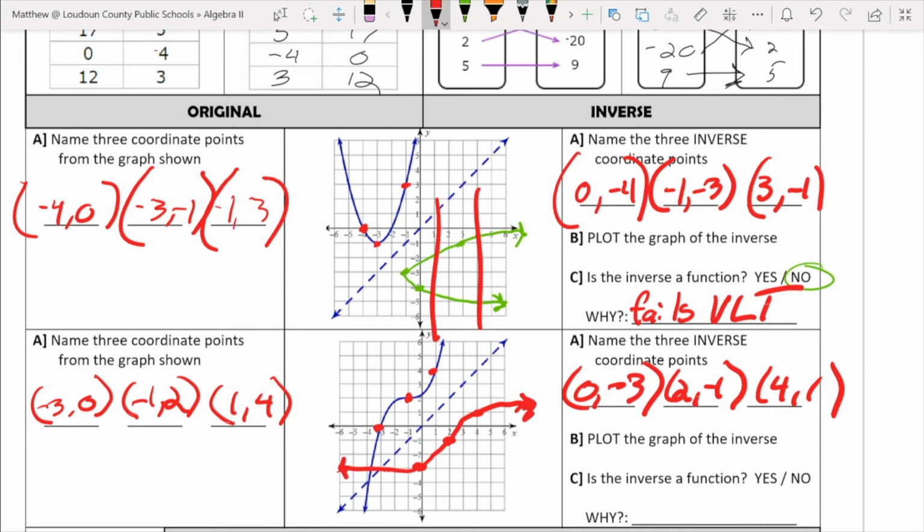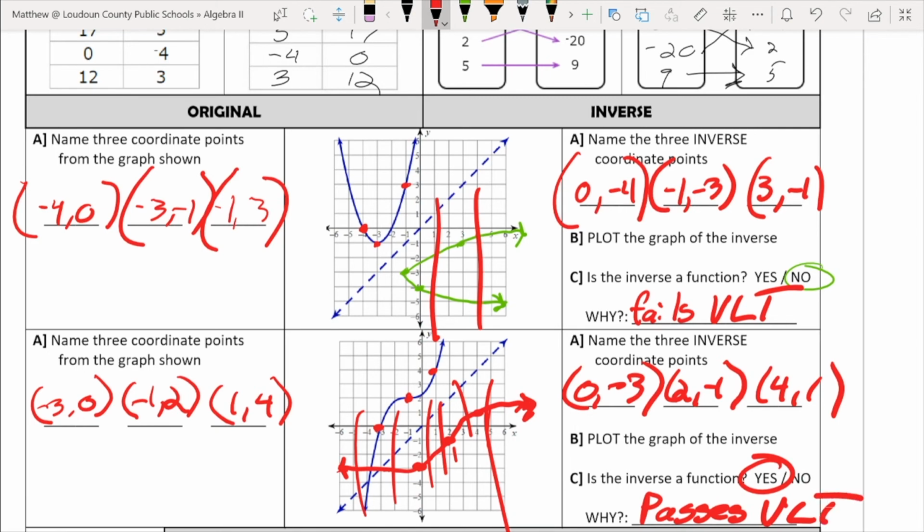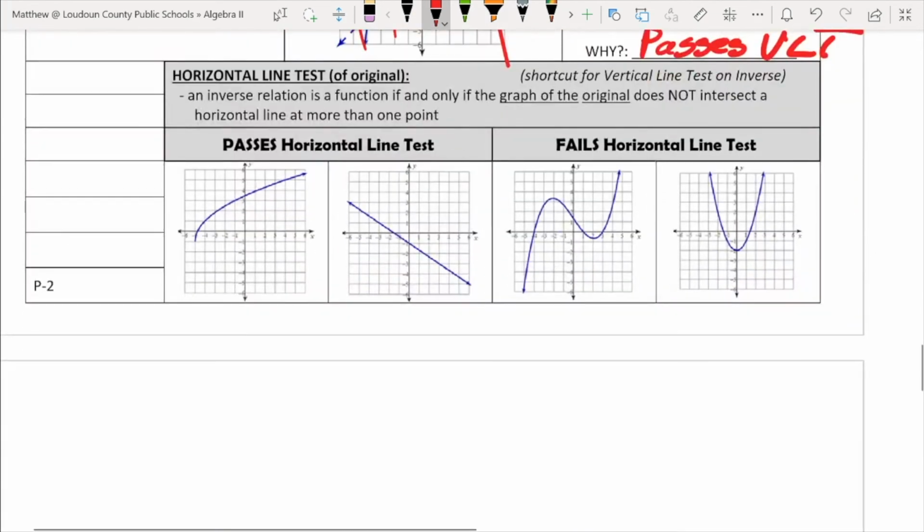So, is it a function? Passes the vertical line test in my book, so I'd say yes. Passes vertical line test. All right, so the horizontal line test is the shortcut for the vertical line test on inverse. So again, if I draw a horizontal line and they pass the horizontal line test, they're going to pass the vertical line test as well when we do the inverse.